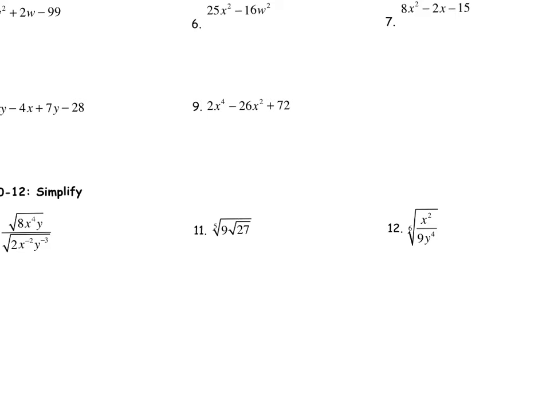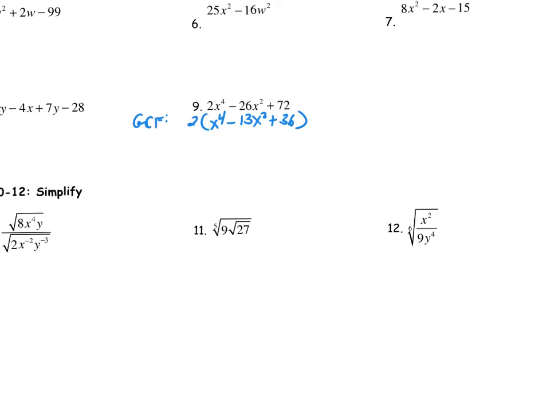This is the solution to problem number 9 from semester 1 review number 6. Looking at this expression, the first thing we want to do when factoring is we should always look for a greatest common factor. Here the greatest common factor is 2, so I'm going to pull out the 2. That leaves us with x to the 4th minus 13x squared plus 36.